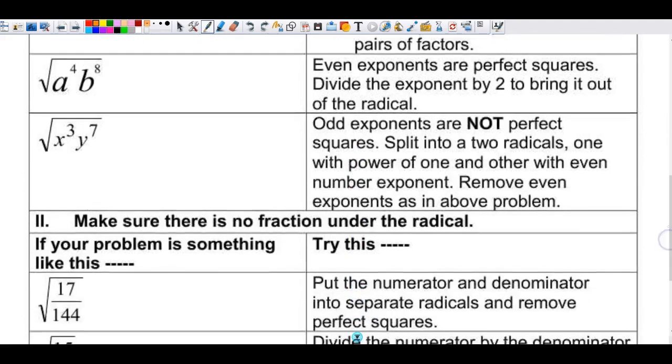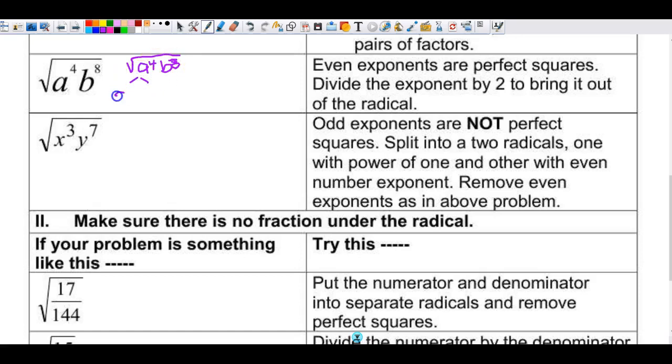Now, if we have variables underneath, what we're going to do is even exponents are perfect squares. So you divide the exponent by 2 and bring it out of the radical. So let's think about what that means here. I'm going to rewrite it so that I can write it a little bit smaller. If I have the square root of a to the fourth b to the eighth, okay, I just rewrote it so I'd have a little bit more room underneath.